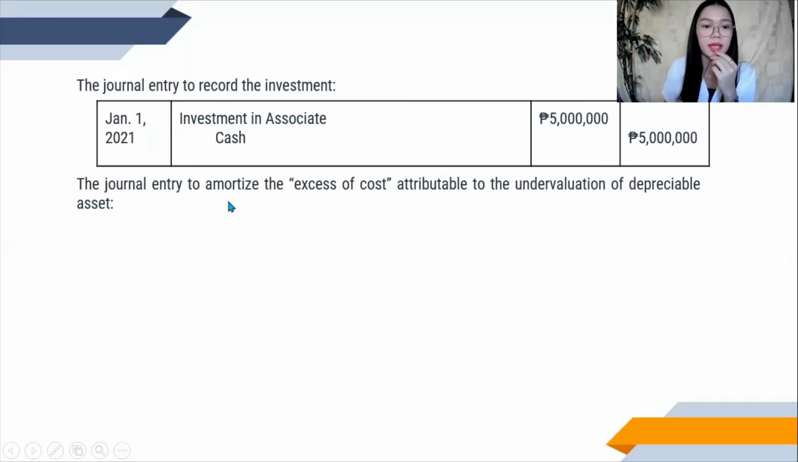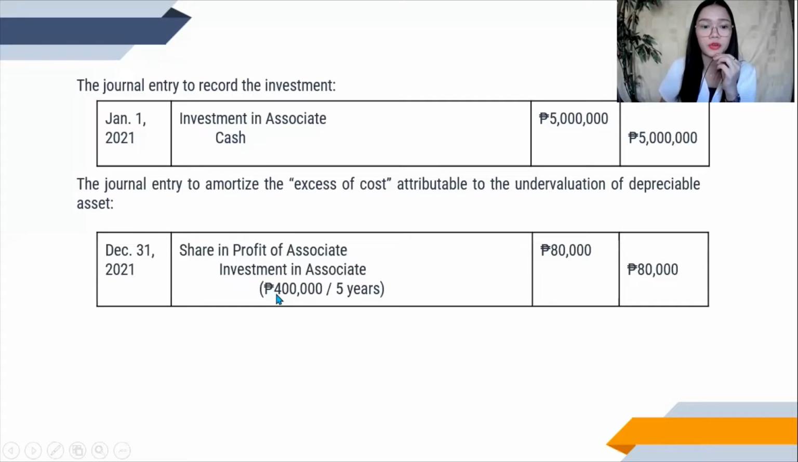And yung journal entry naman natin to amortize the excess of cost attributable to the undervaluation of depreciable assets. Katulad nga doon sa second bullet na diniscuss natin kanina, na kapag yung excess is attributable sa undervaluation ng isang depreciable asset, i-amortize natin yung excess over its remaining useful life. So magkano yon? So 400,000, di ba, yung share natin doon sa undervaluation ng depreciable asset. So i-divide natin siya sa 5 years. So we have 80,000. So babawasan natin yung investment in associate account natin na 80,000.